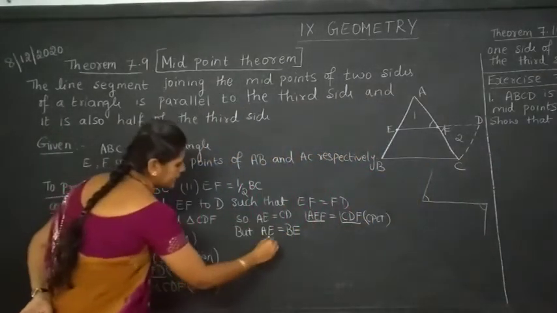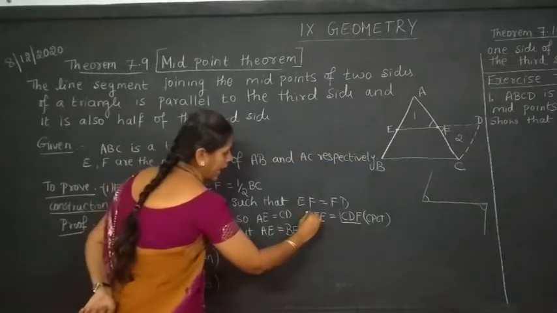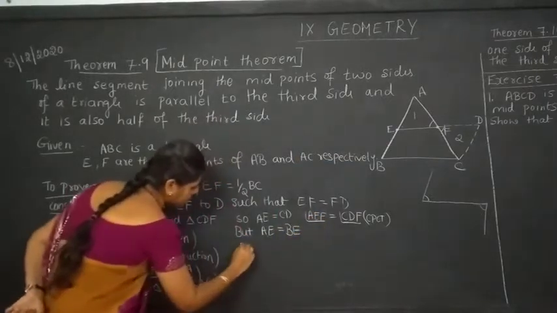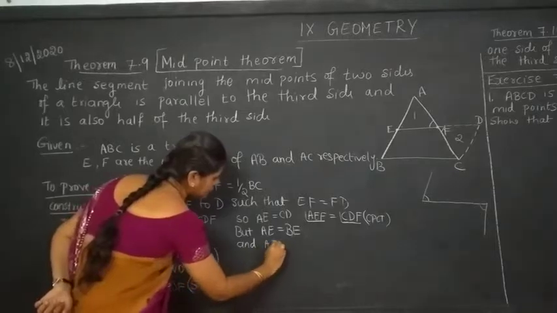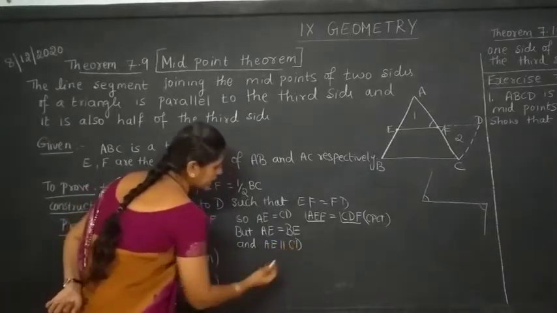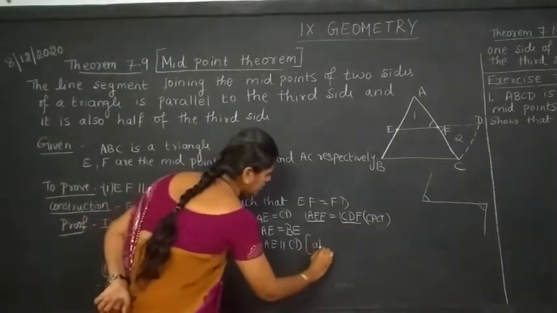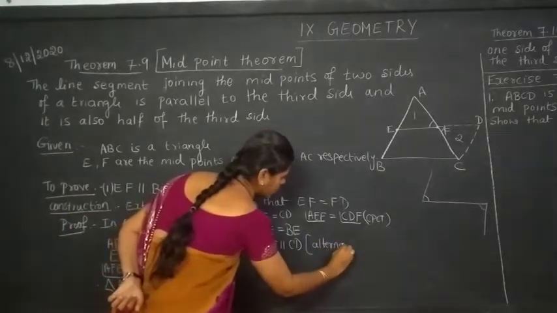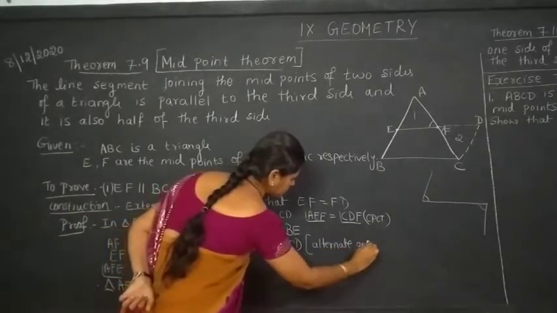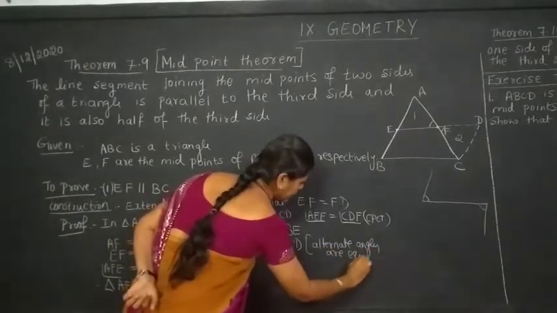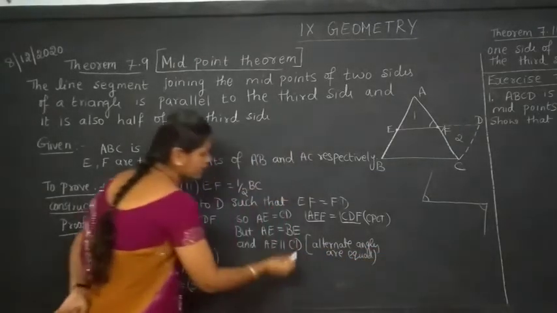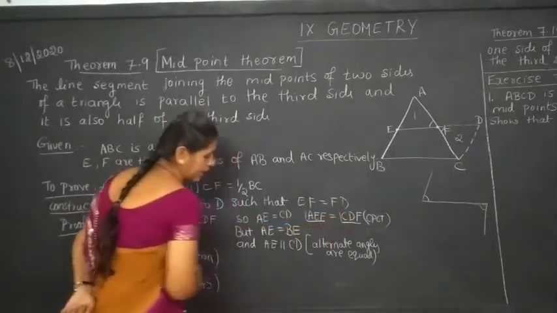So how to write this? AE is equal to BE, and AE is parallel to CD. Why? Because alternate angles are equal. Which are alternate angles? These two angles are equal.